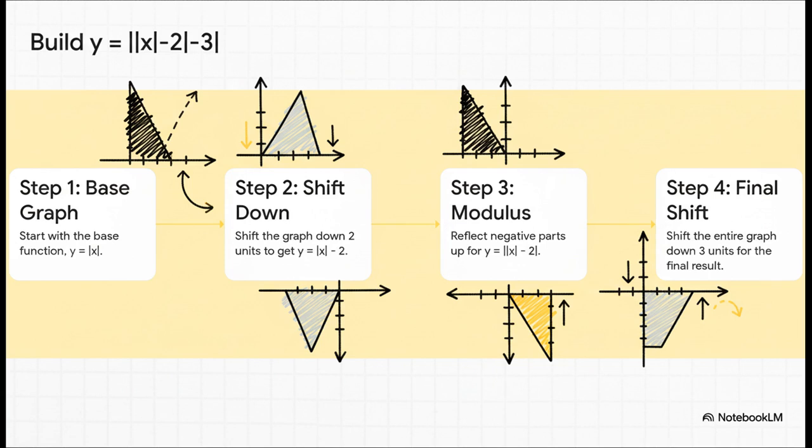Easy. Step 3. We apply the next set of absolute value bars. This is our bouncing rule, right? So the part of the graph that dipped below the axes gets flipped up, creating this cool W shape. And finally, step 4. That minus 3 on the very outside is another vertical shift, which moves our W down 3 units to its final spot. See? We just applied our simple rules, one after the other.